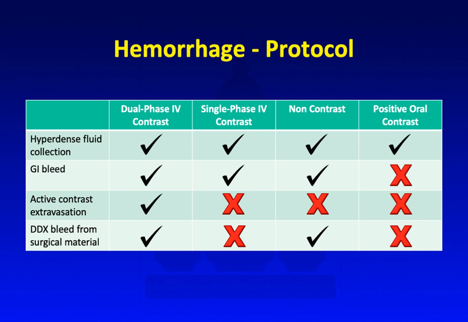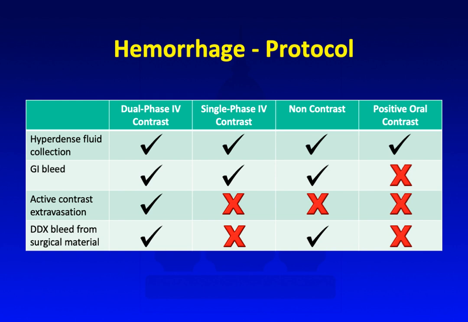When you want to evaluate hemorrhage, there's a variety of CT protocols you can potentially do. If all you care about is to look for a hyperdense fluid collection or hematoma, frankly, you can do it with any of the protocols. Either you can give IV contrast or no contrast. You can see it in all of them. If your concern is potential GI bleed, I would strongly say that you should not give any positive oral contrast, as the presence of positive oral contrast will mask any active bleeding into the GI lumen.